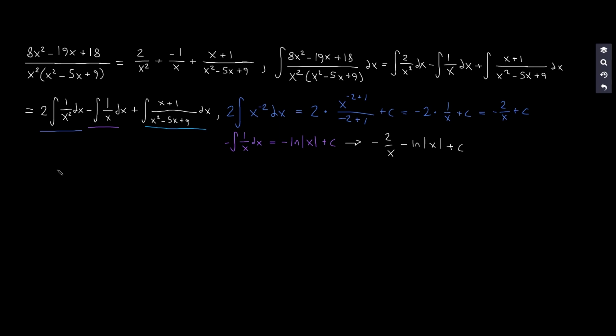This is x plus 1 over x squared minus 5 times x plus 9 integration with respect to x. And yeah, I mean, we're going to have to complete the square. Let's see. x squared minus 5x plus 9. The first thing to do is to just focus on the x terms. So mainly we're looking at x squared minus 5x.